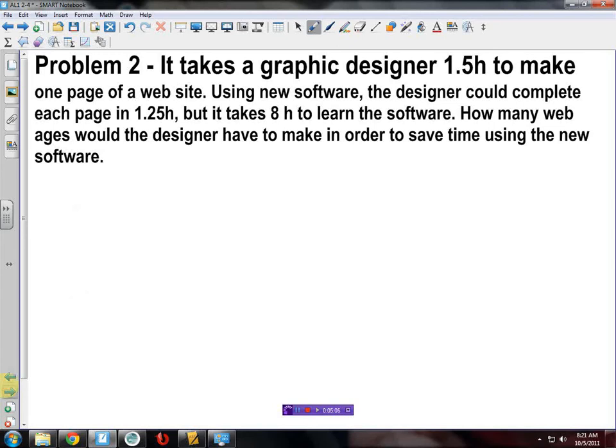Okay, here we have a graphic designer. He can make a web page in an hour and a half. He's thinking about getting new software, and the new software would cut that time from an hour and a half to 1.25 hours. But it takes 8 hours to learn the new software. How many pages, not ages, how many web pages would the designer have to make in order to save time using the new software, okay?